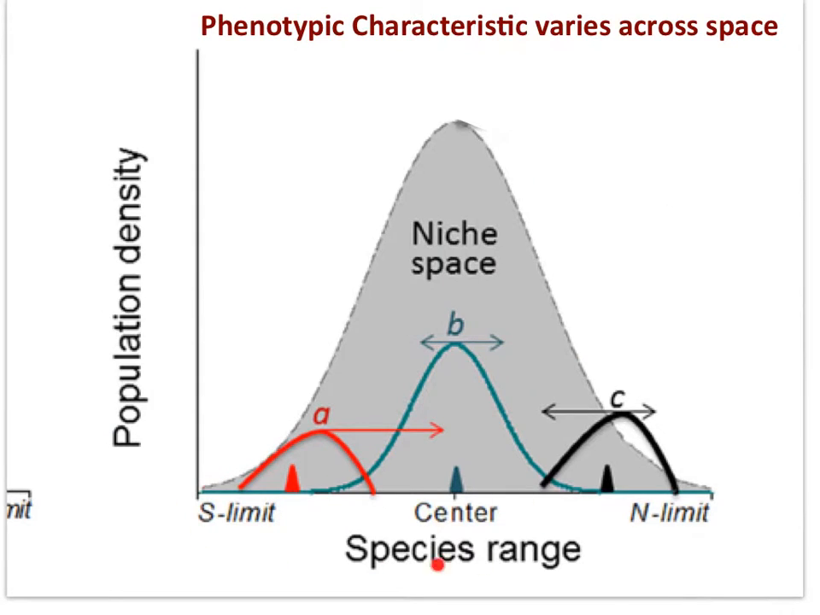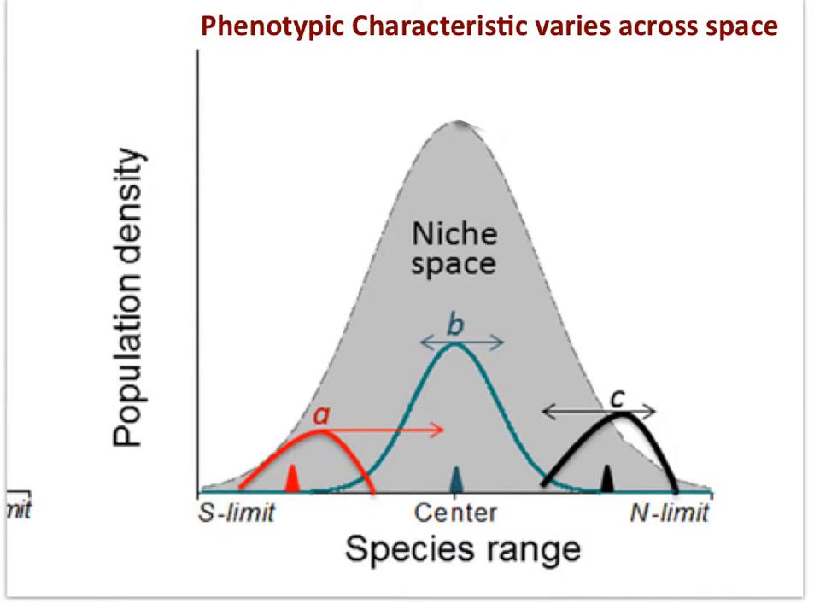In this diagram, the x-axis has been altered slightly. Pay close attention. The variation in the phenotypic characteristic has been replaced by the species range, variation across space. In nature, we would find the phenotypic characteristic to vary across space from the southern edge of the range to the northern edge, with a higher frequency of individuals in between.